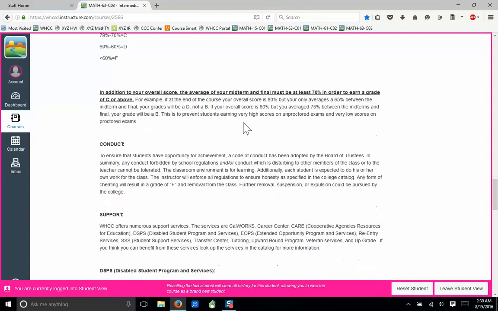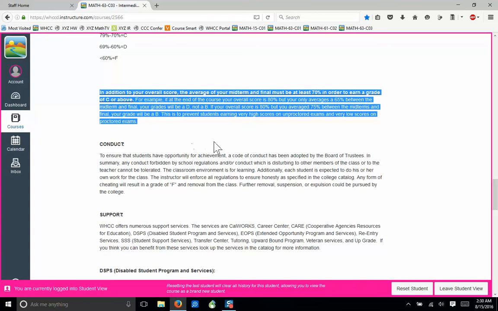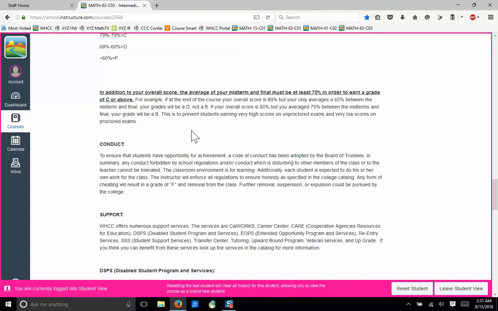All right, one more tidbit on grading here, and I want to read this very carefully. This highlighted portion is in addition to your overall score: the average of your midterm and final must be 70% in order to earn a grade of C or above. So just because you got 100% on the homework each and every single time, if you come in and get 2 Fs, one on the midterm, one on the final, you will still fail the class. And again, this is to hold up the integrity of the class to make sure that you are doing the work.